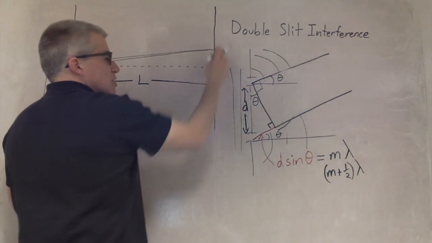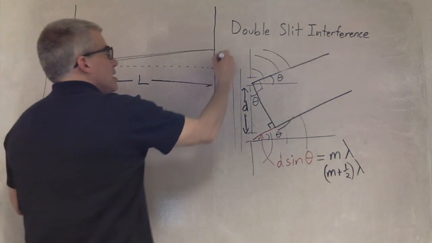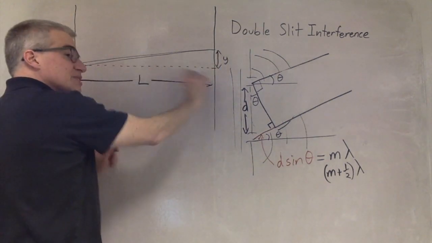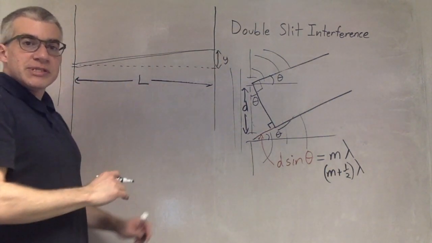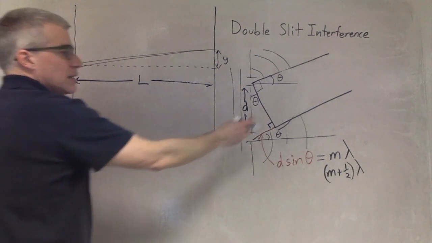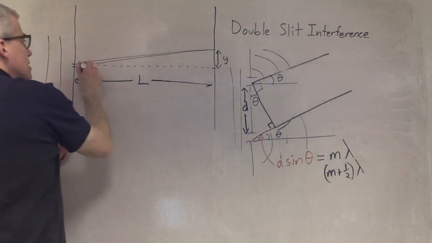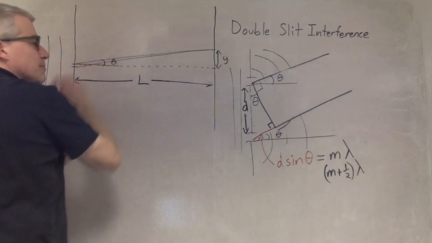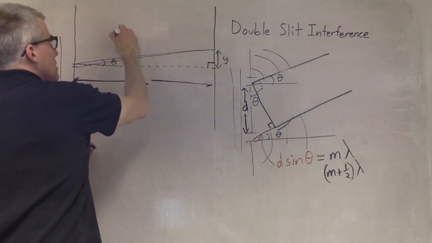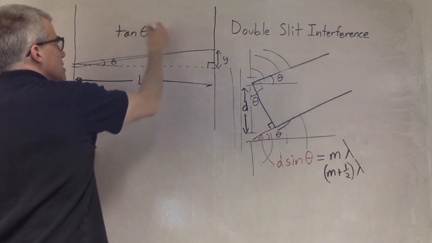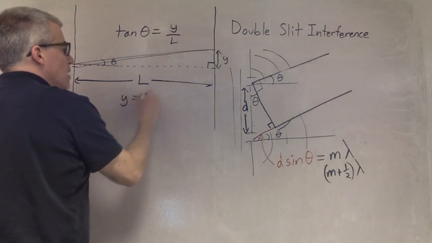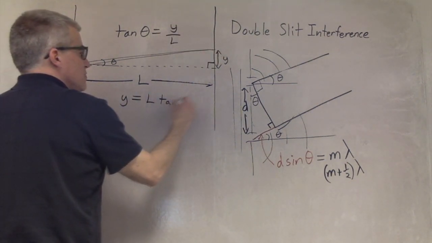The location of the maximum or minimum we get is going to be measured as a distance y from the center line, the line right between the two slits. So how are these related? Well, this angle theta is effectively this angle here. So we have a triangle, and the tangent of theta is equal to y over L. So if you want to know y, it is L times tangent of theta.